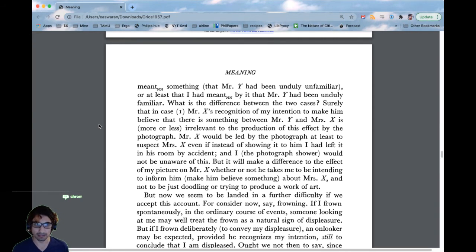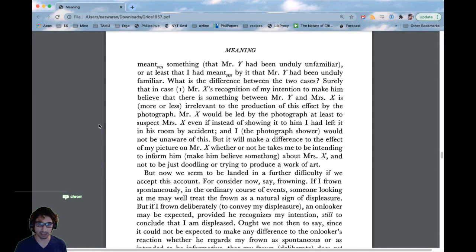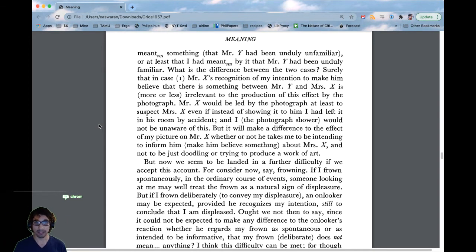So what's the difference between the two cases? Surely that in case one, where it's the photograph, Mr. X's recognition of my intention to make him believe that there's something between Mr. Y and Mrs. X is more or less irrelevant to the production of this effect by the photograph. Mr. X would be led by the photograph to suspect Mrs. X, even if instead of showing it to him, I left it in his room by accident, and I, the shower of the photograph, would not be unaware of this. But it will make a difference to the effect of my picture on Mr. X, whether or not he takes me to be intending to inform him, make him believe something about Mrs. X, and not to be just doodling or trying to produce a work of art.